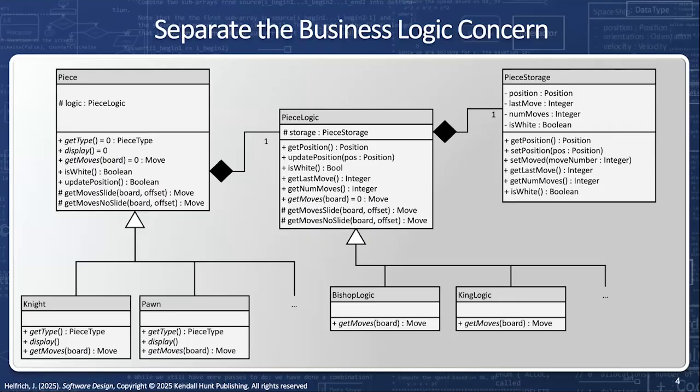Now, what I'd like to do is migrate over the get move slide and get moves no slide from the piece class. The get move slide is for all the sliding pieces, which would be the bishop, the rook, and the queen. And the no slide is for the pieces that don't slide, like the knight, the pawn, and the king. Of course, the pieces should not need this. The piece logic should need it. So I just have to migrate that over. Then I'll be able to do the getMoves functions from the piece classes themselves. So let's do the get move slide and no slide.